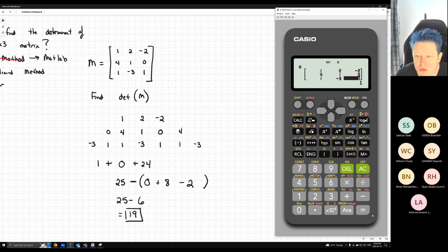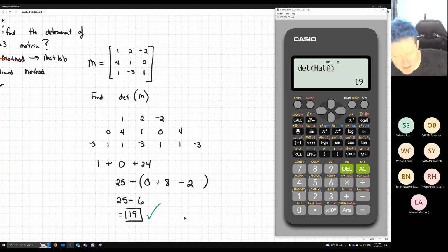Okay, press the all clear. And then we're going to go into our matrix submenu, and we're going to press determinant. Go back into our matrix submenu, and we want to use matrix A. And we get 19. So you can see right there, this works.